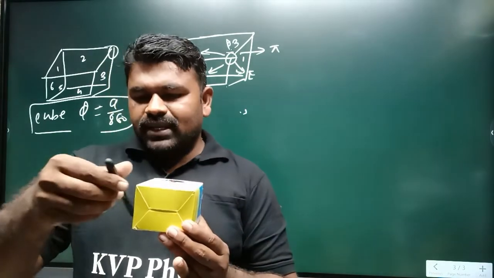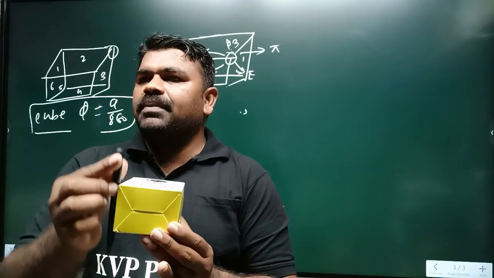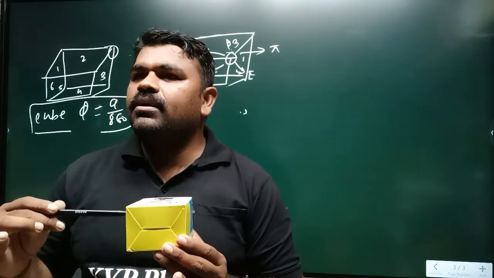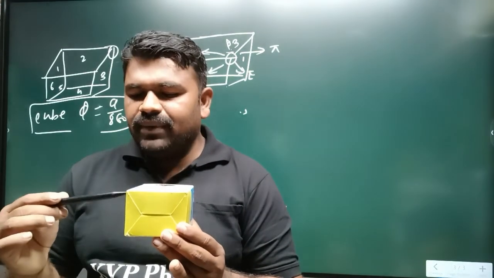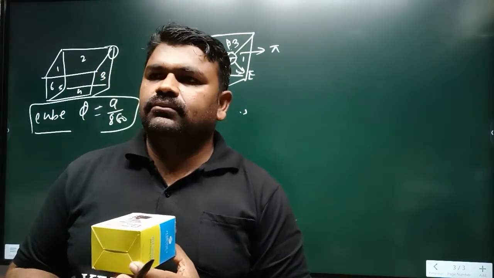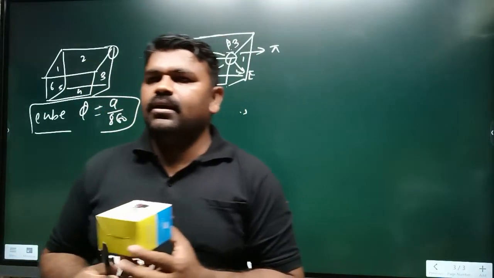Electric field in the downward direction. Yes or no? Electric field direction is this one. Area vector is normal to the surface. Then what is the angle between electric field and area vector? Angle between them is 90. Then how much flux passing? 0.